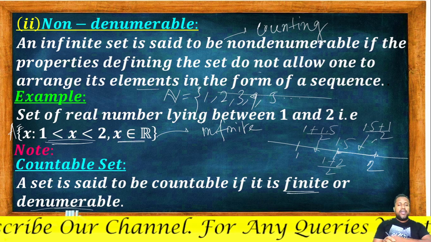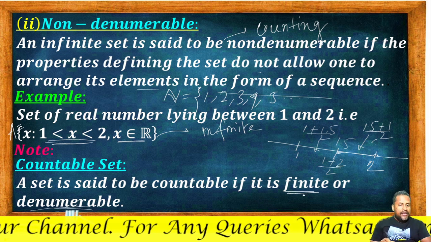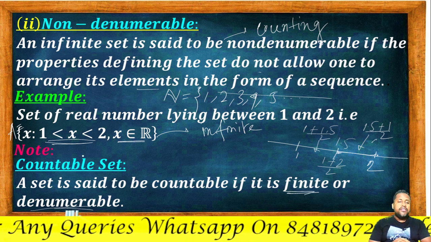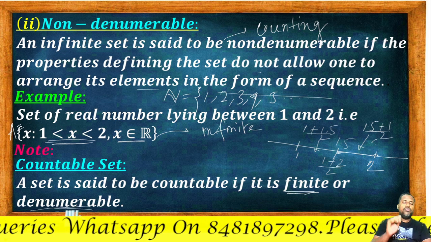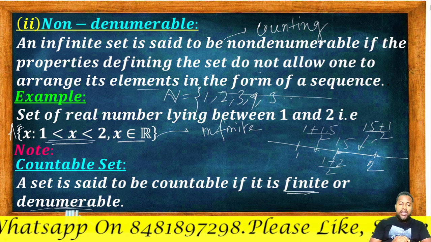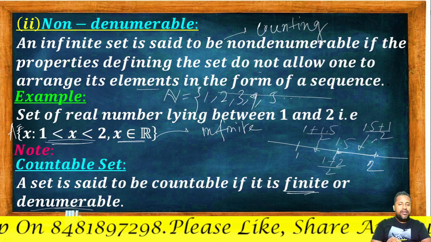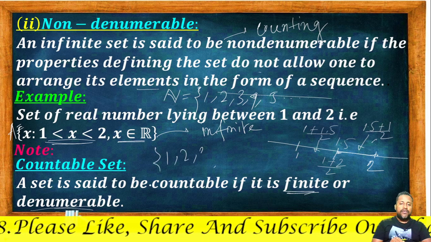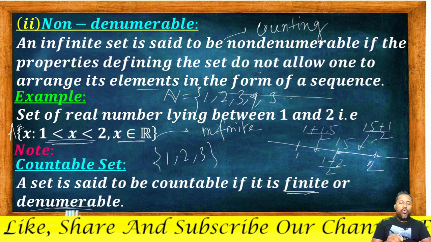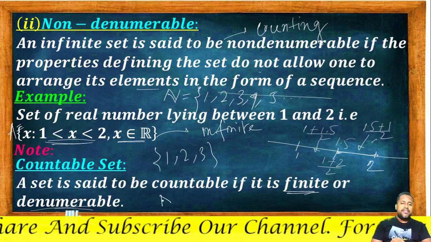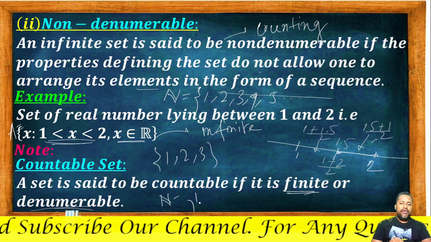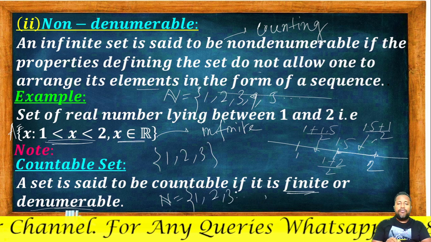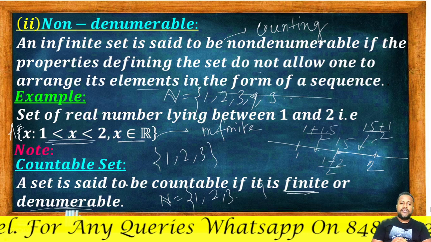That means if a set is either finite or denumerable, then the set is called a countable set. If we consider any finite set like {1, 2, 3}, it will also be a countable set. Or if we consider sets like the set of natural numbers, the set of whole numbers, the set of integers, they will be countable sets.